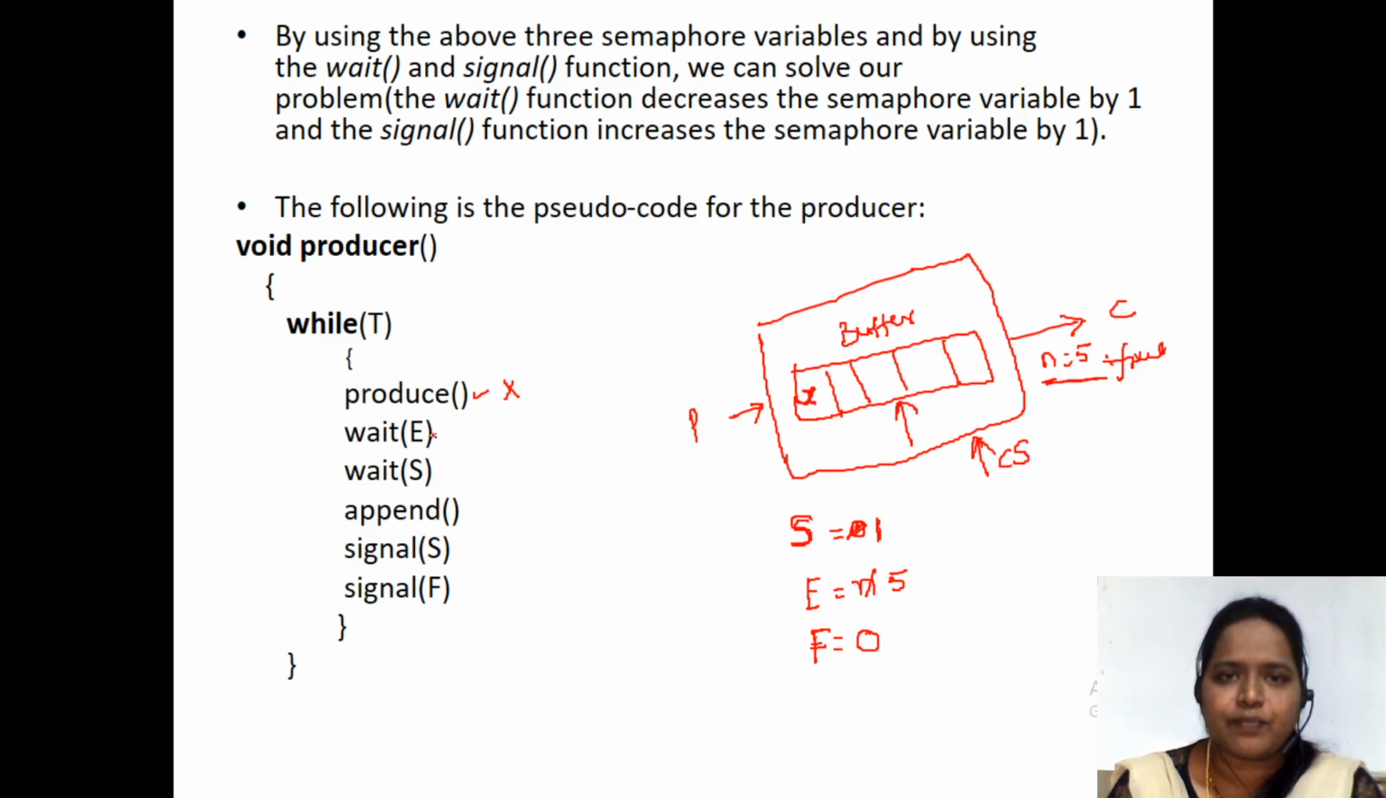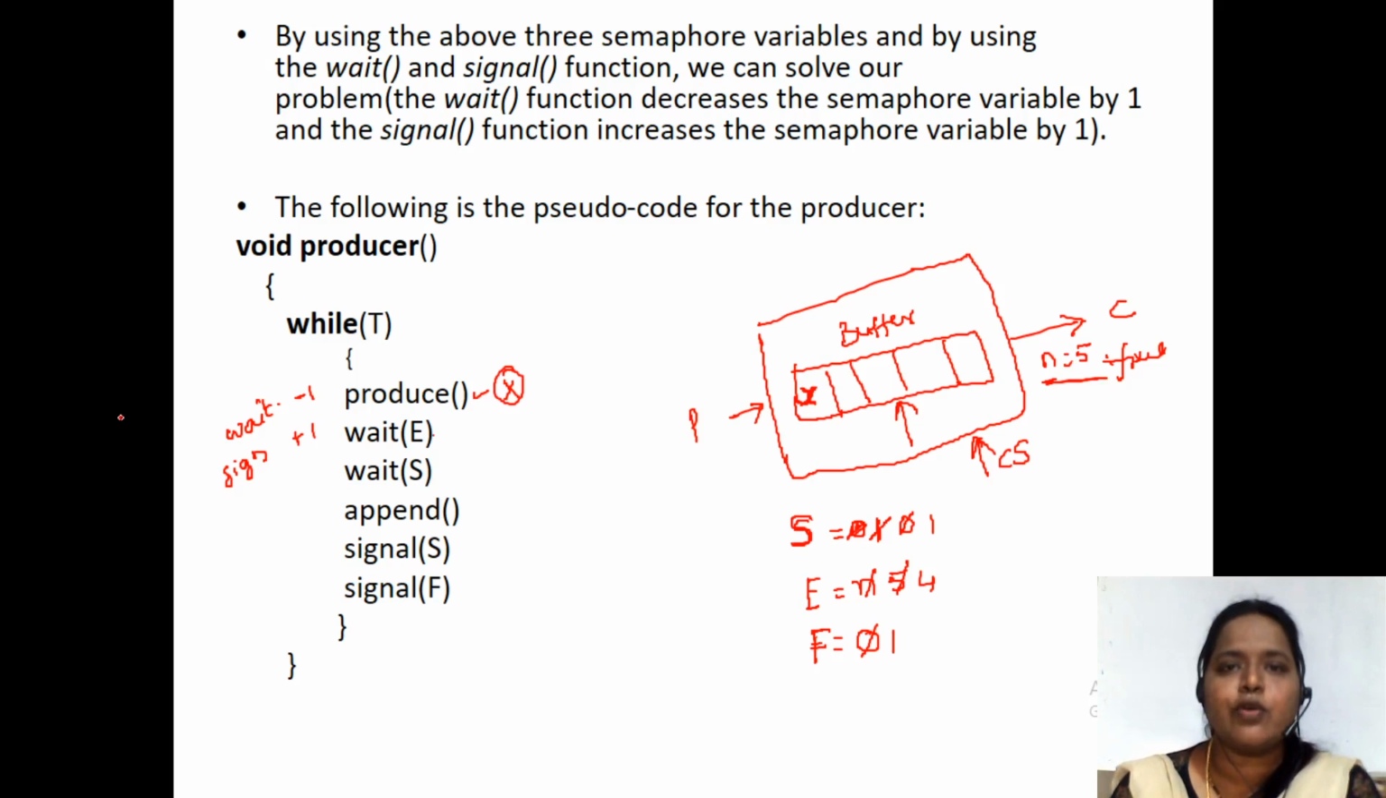Wait means we have to decrement by 1, and signal means we have to increment by 1. So wait of E: initially E value is 5, wait means decrement by 1, so that is 4. And wait of S: S is initially 1, now we make it 0. Append means this X value we have appended over here. And next, signal of S: now 0 becomes 1, and signal of F: F is 0 initially, signal means 1.